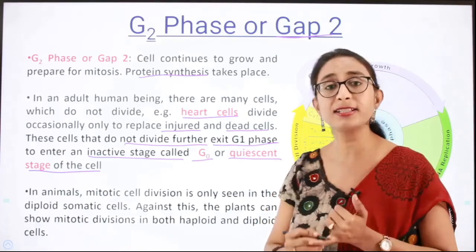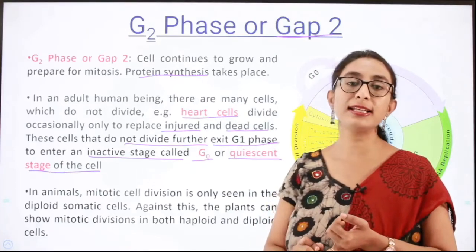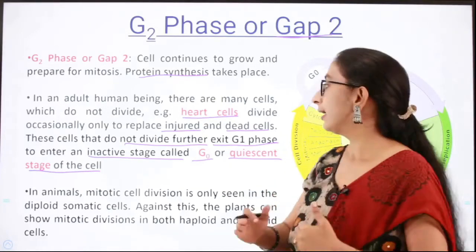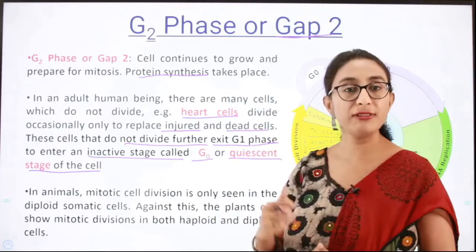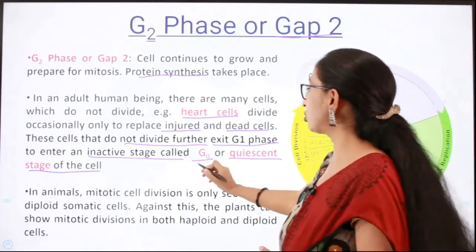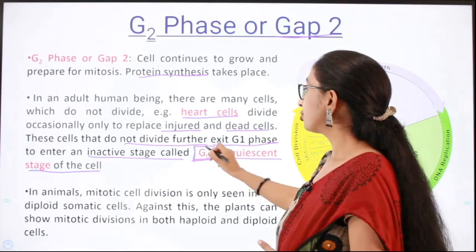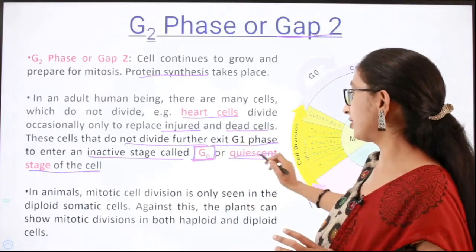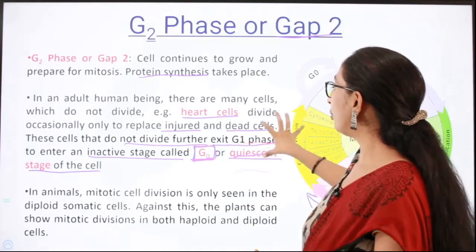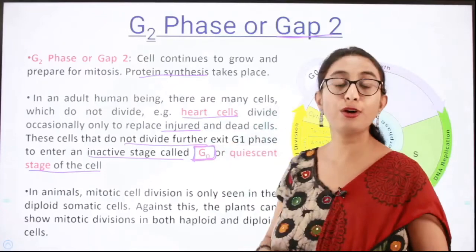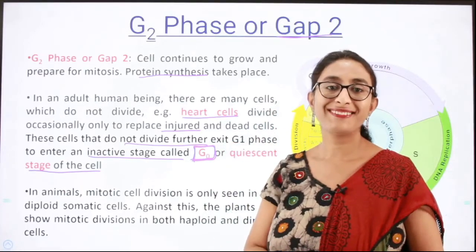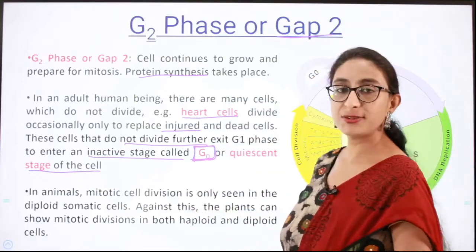Unless there is an injury or a death of a cell, they will not divide. So these cells stop once they exit the G1 phase. They enter into a phase called G0. G0 is an inactive, quiescent stage of the cell where they do not undergo any further cell division or enter into the cell cycle anymore. Got it? Did you understand the G0 stage?